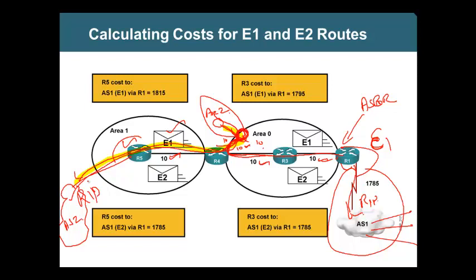E1, because E1 can differentiate and say this has got a lower metric, so going to this ASBR is cheaper than going to this ASBR. Only when you put E1 can it differentiate like this. Otherwise, for area 2 routers, both are the same metric. When you redistribute, if you put the same number, both are going to have the same metric.